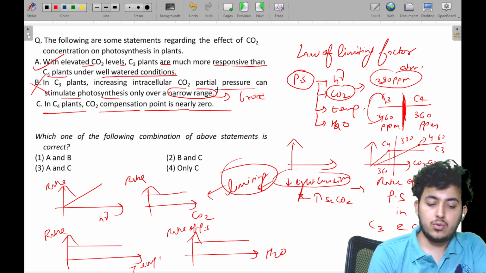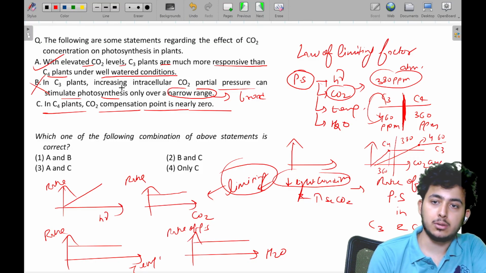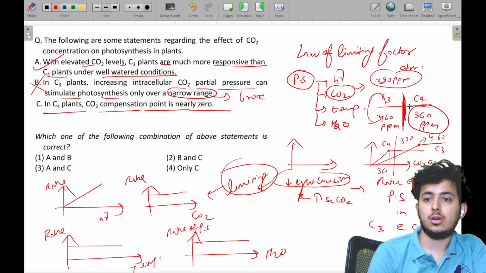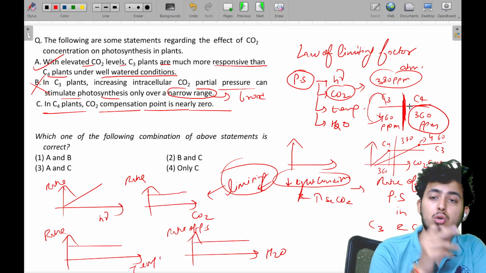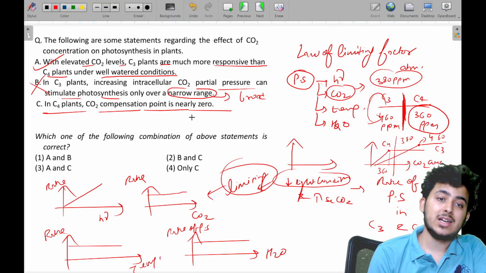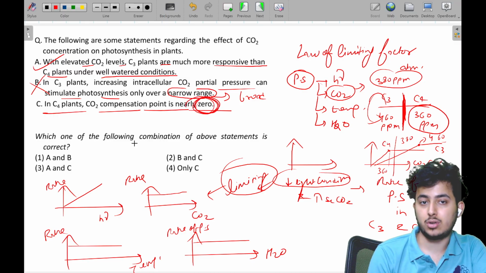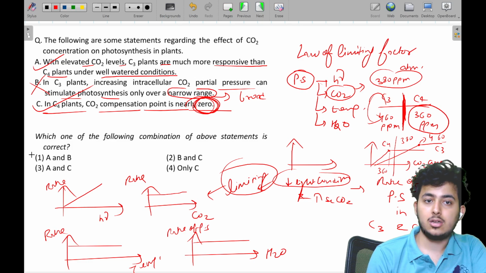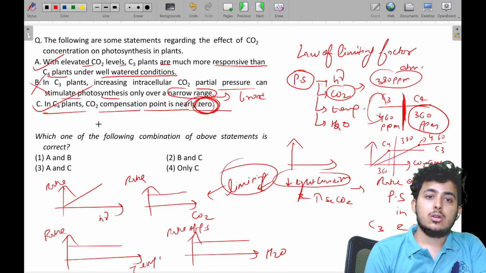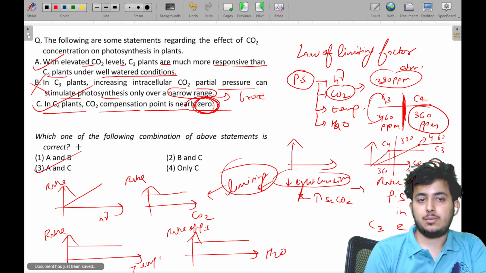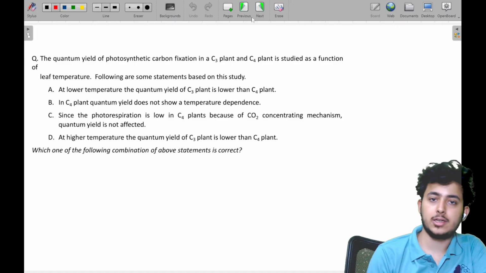In C4 plants, CO2 compensation point is nearly zero. Photorespiration is minimum in C4 plants, so they require much less CO2 and saturate at 360 ppm. That is the reason the CO2 compensation point is nearly zero, because they are already saturated with respect to the atmosphere. So this is correct, and the correct answer will be A and C. If this is clear, then next question.